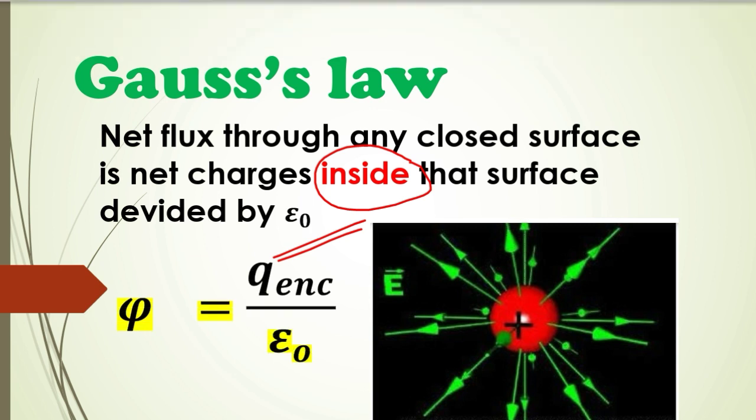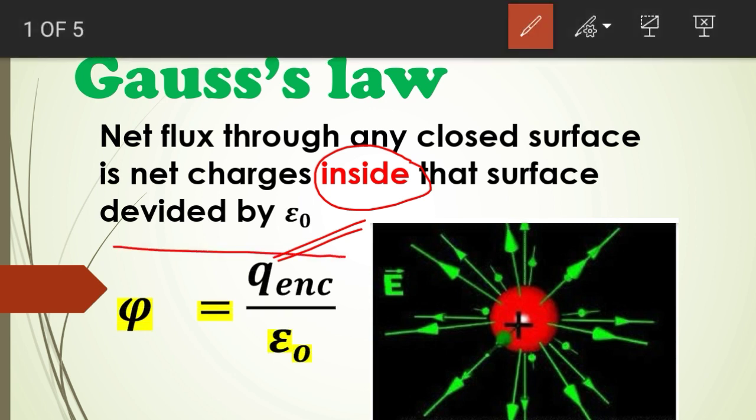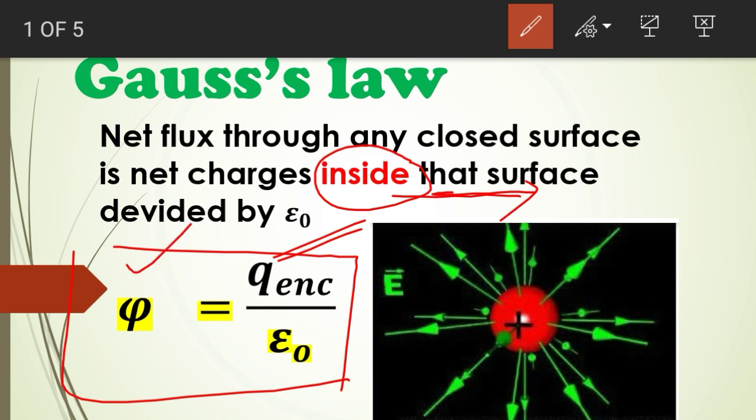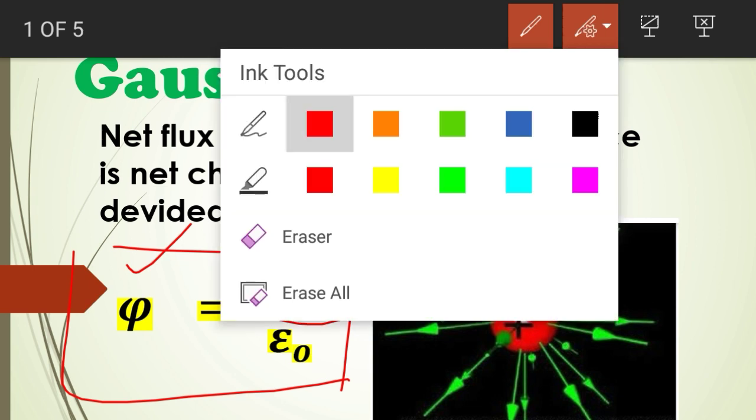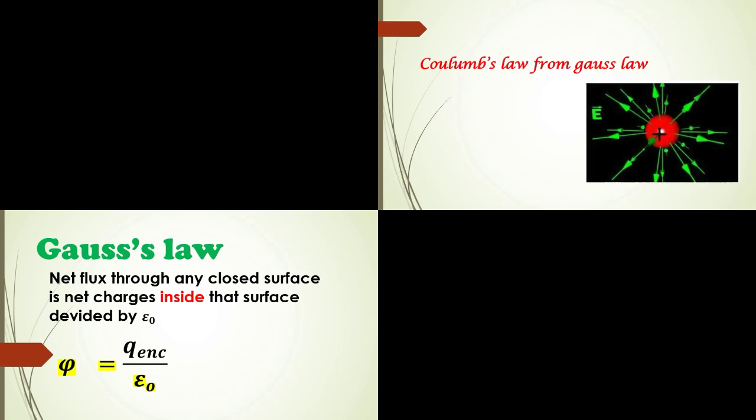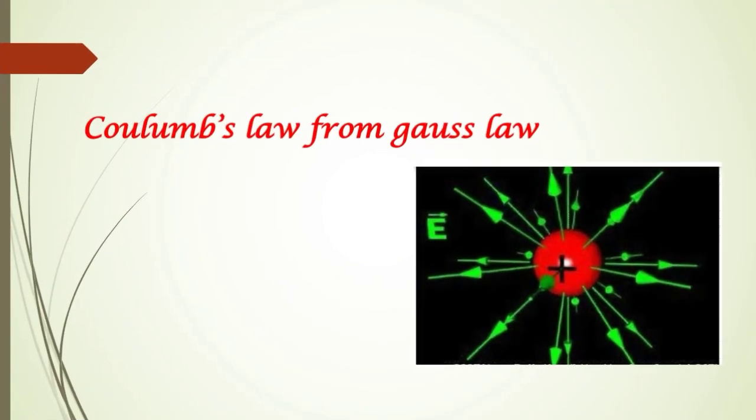Then phi is equal to q divided by epsilon 0. Remember, we are considering only charges that reside inside the surface. If the charge is outside the surface, then we never consider that in the flux calculation, right? So all the charges that we are considering is q enclosed, that means q inside.